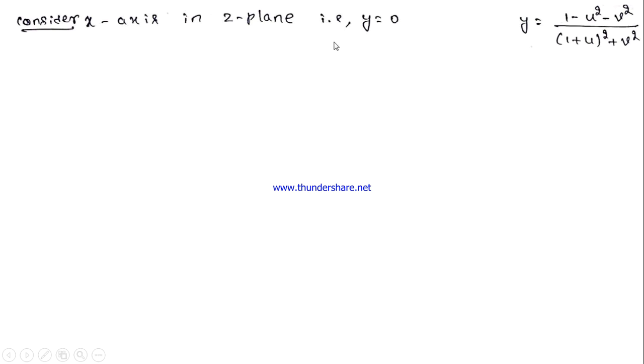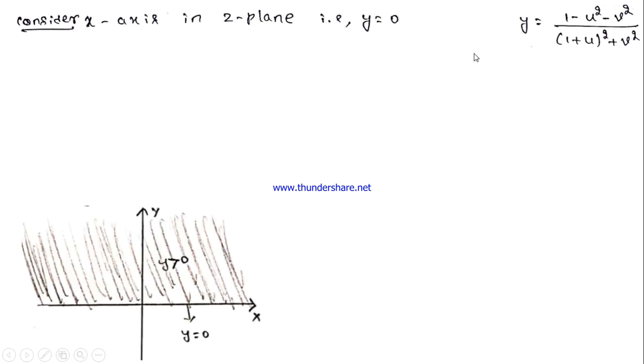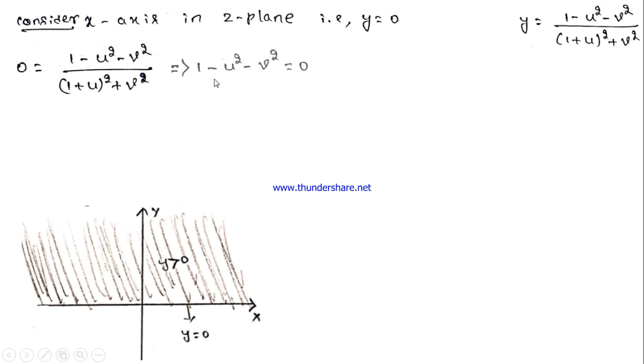Substitute y = 0, which is the x-axis, in it. So that gives (1 − u² − v²) divided by ((1 + u)² + v²) equal to 0. By cross multiplication, it just gives 1 − u² − v² = 0. That says u² + v² = 1. So that represents the equation of the circle |w| = 1 in the w-plane.